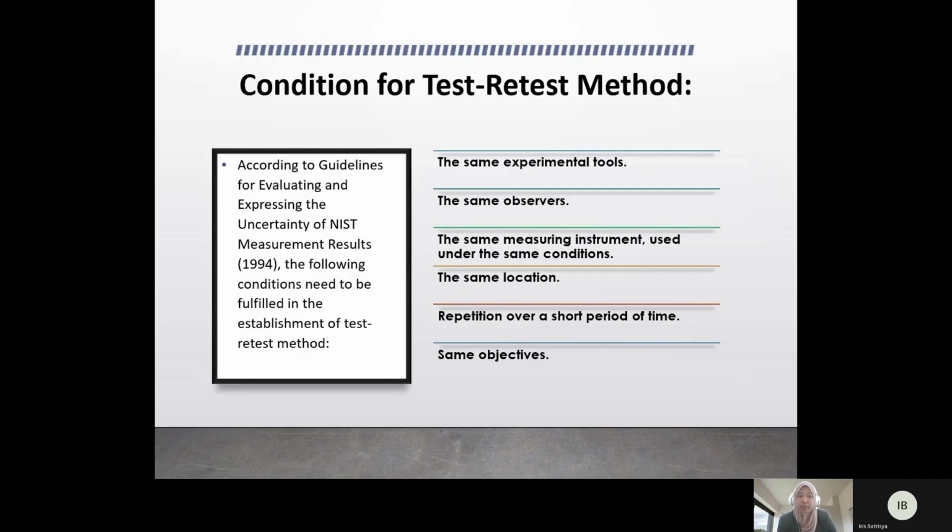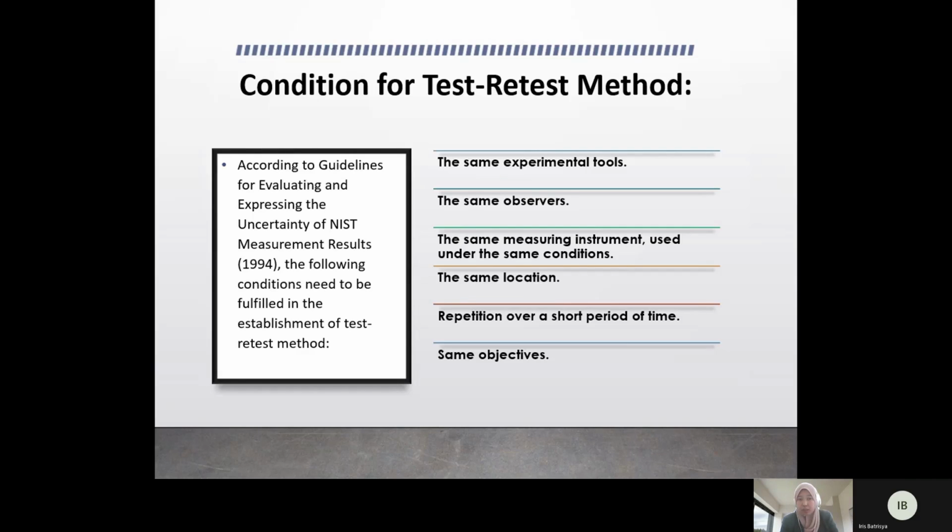guidelines for evaluating and expressing the uncertainty of NIST measurement result 1994, we must follow the condition to fulfill the test-retest method. Okay, the first one is the same experimental tools, means di sini menggunakan instrumen yang sama, the same observers. Maksud dekat sini kajian itu mestilah datang daripada pengkaji yang sama. Kita tak boleh gunakan kajian orang lain untuk buat retest. Okay, the same measuring instrument used under the same condition.